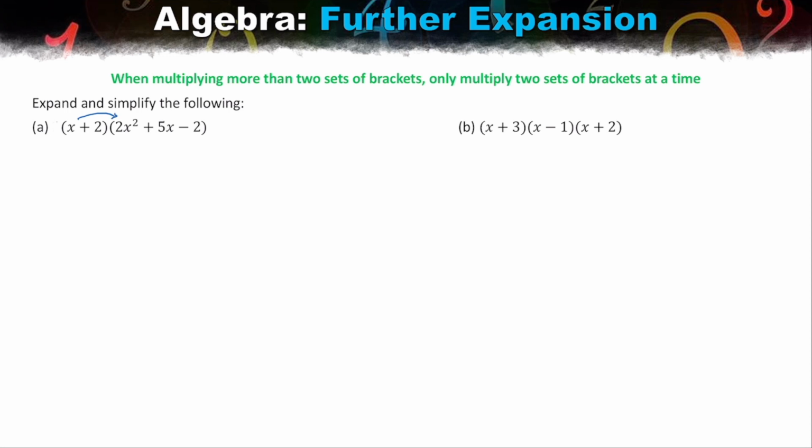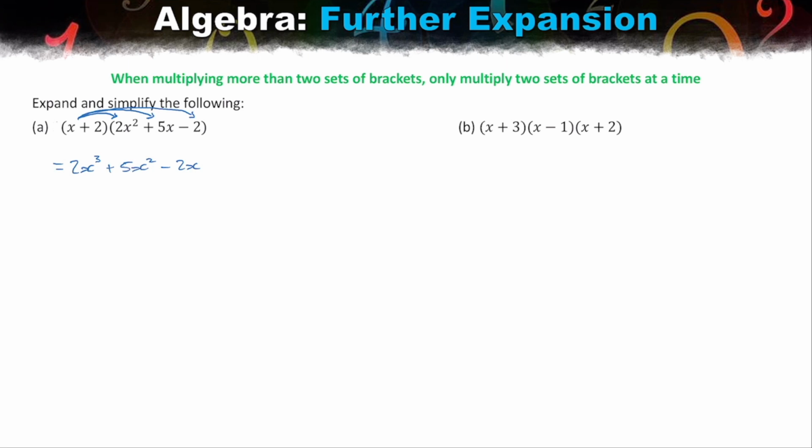So this is going to be x times 2x squared, which will be 2x to the power of 3, because x times x squared is x cubed. Then it'll be this first term multiplied by the middle term, so this x times the 5x, which will be plus 5x squared. And then it'll be this first term multiplied by the last term, so this x times the negative 2, which is negative 2x.